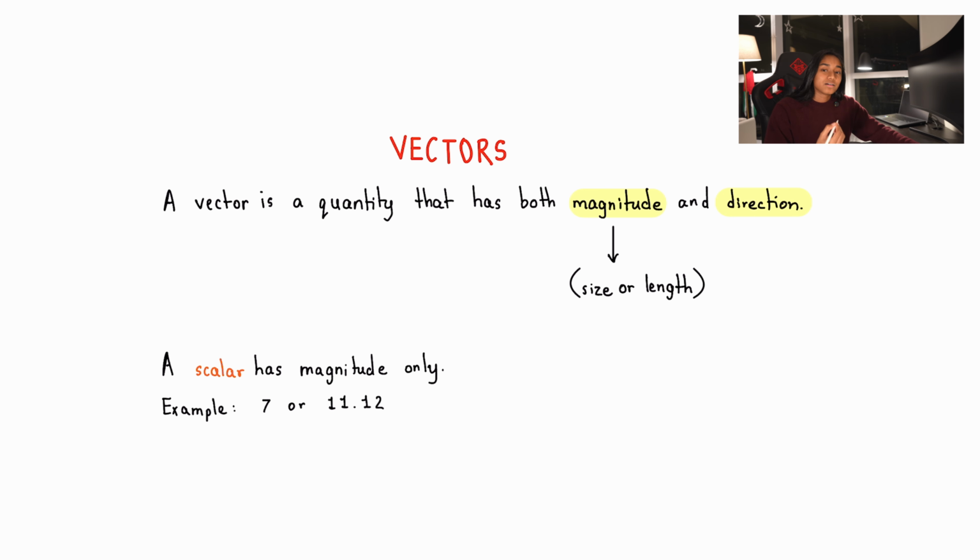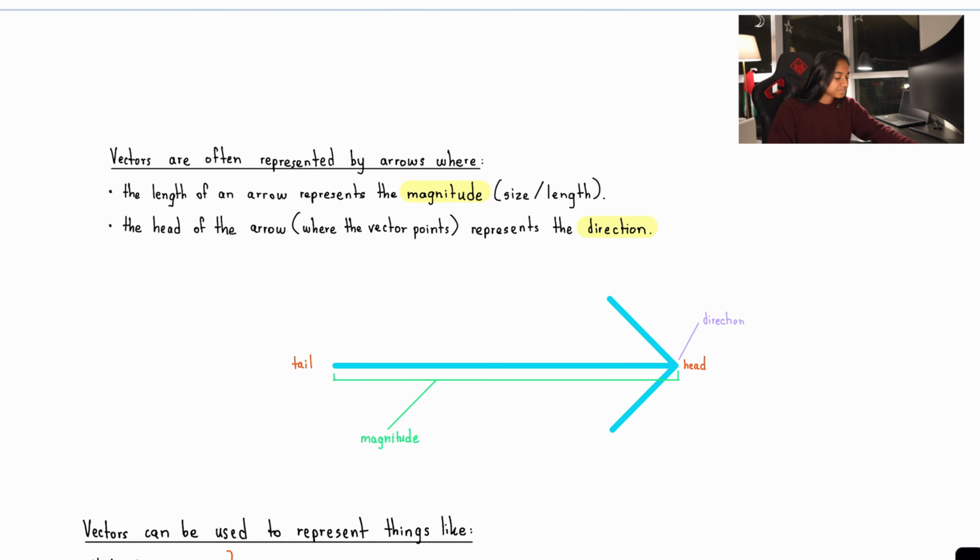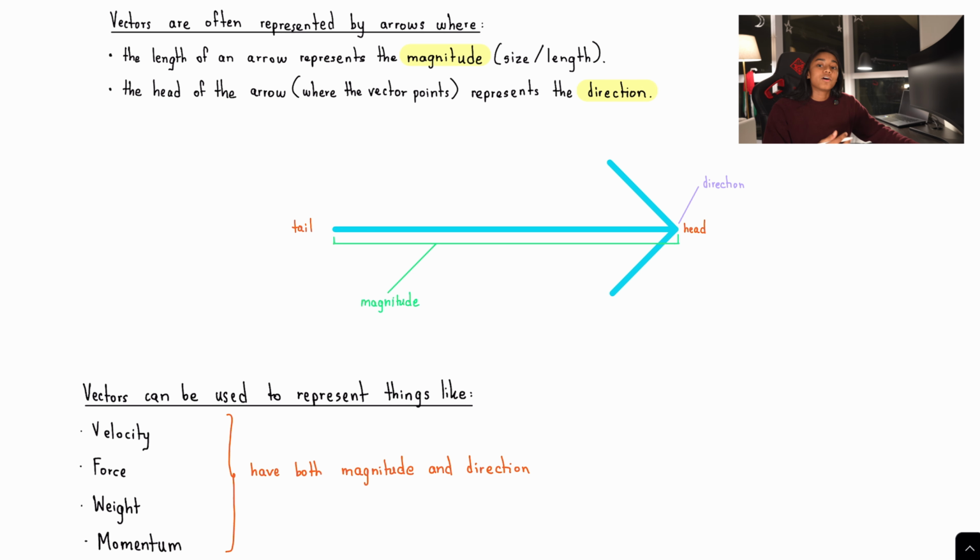An example of scalar quantities are all real numbers. So 7 or 11.12 or 10, 12, and so on. Now that we're getting familiar with vector quantities, let's look at how we can represent them. So vectors are often represented as arrows, okay?